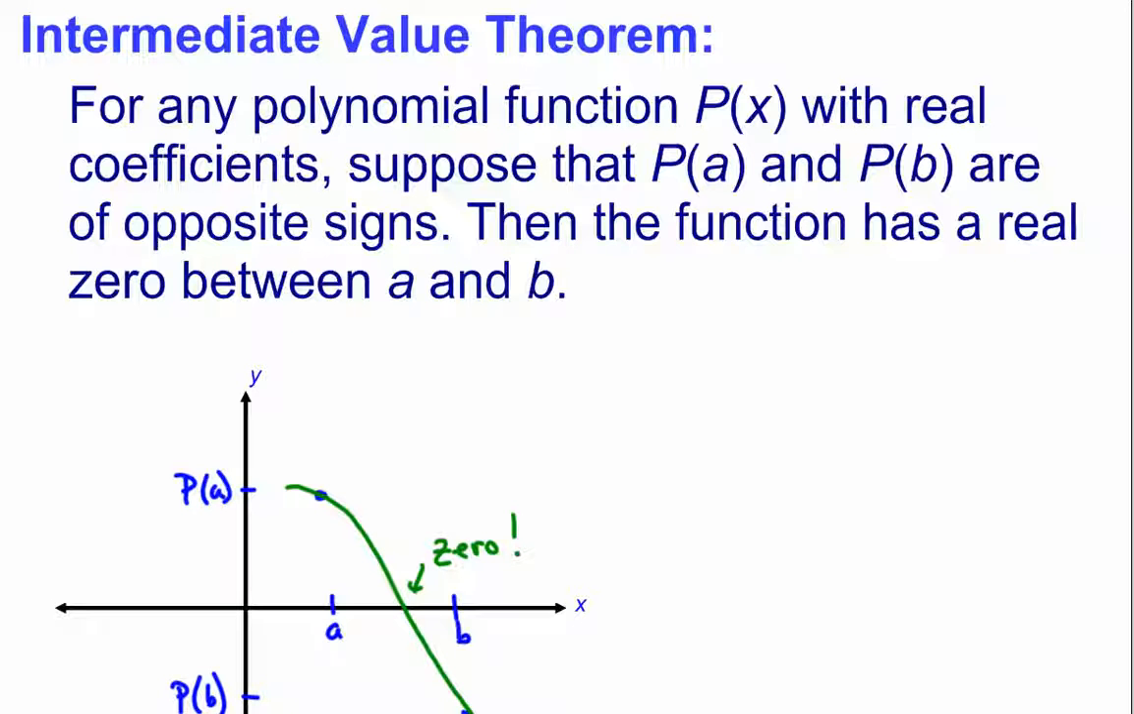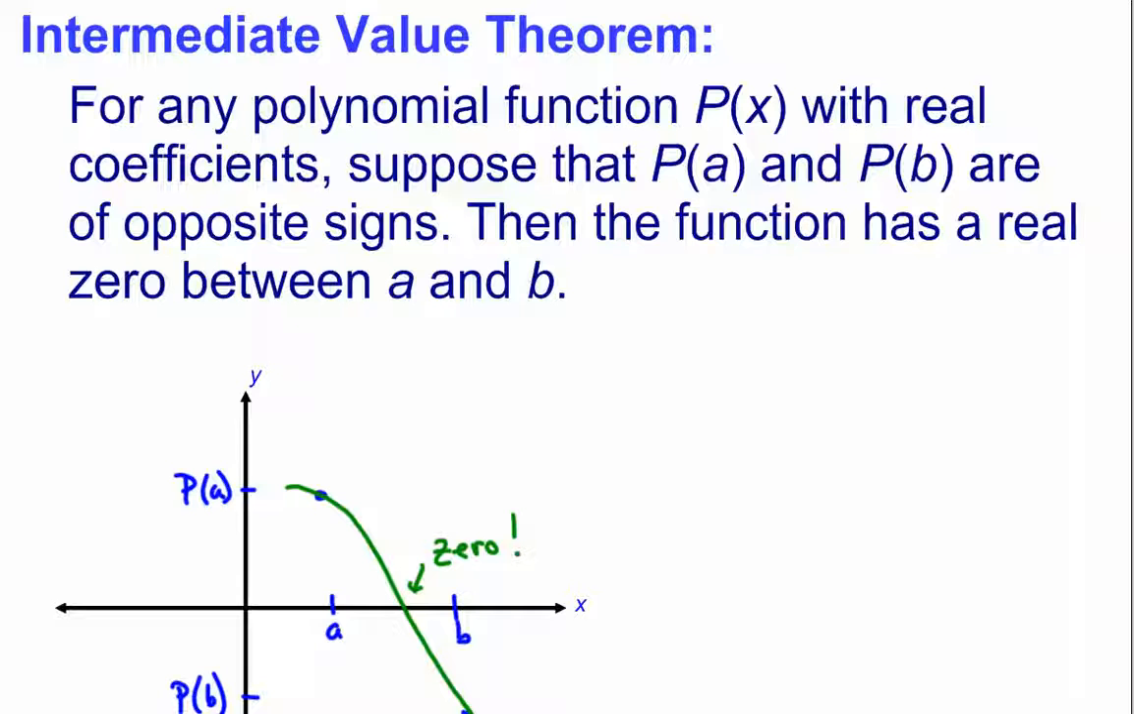Intermediate value theorem. This is a really important theorem in calculus. We make a real big deal about it. It's a very helpful, useful theorem for us. Here, it's a nice thing to know about polynomial functions because they're nice and connected. They're smooth. They're like roller coasters.